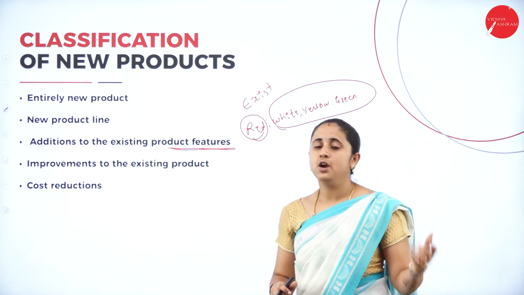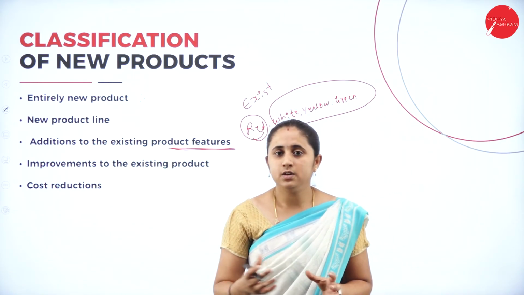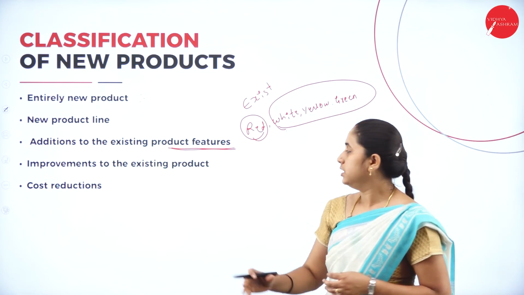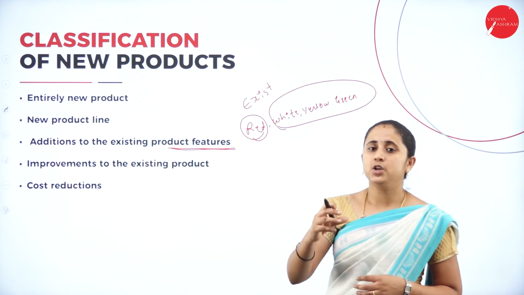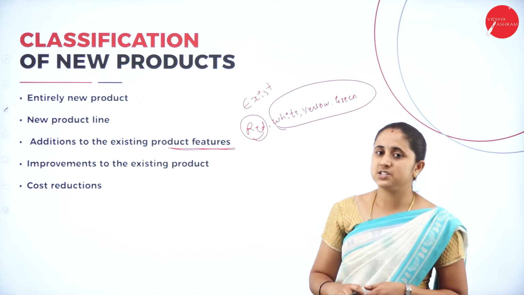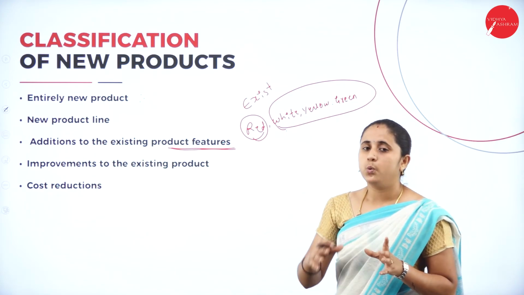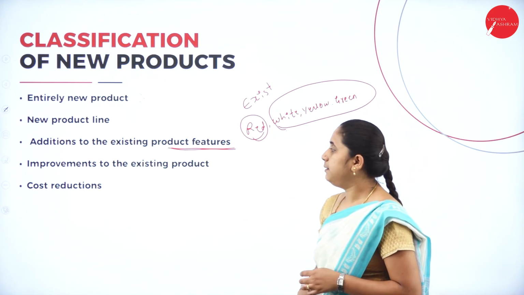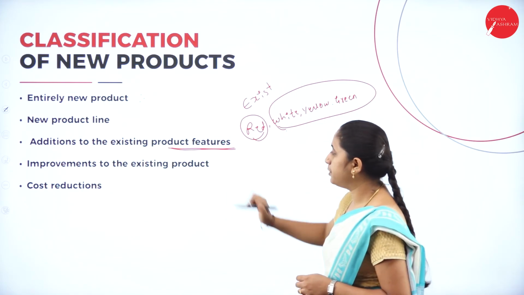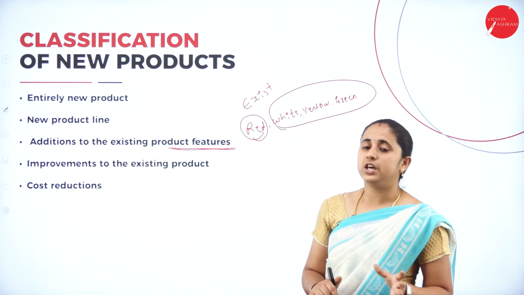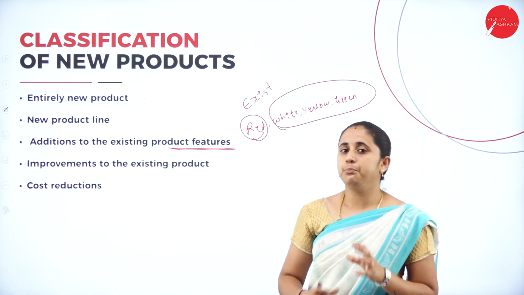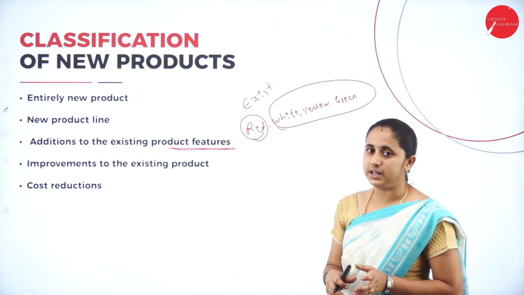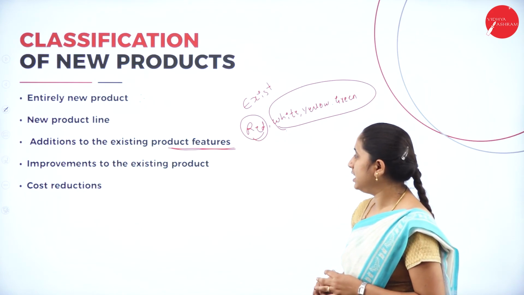For example, initially for Xerox and scanning, we have two separate machines, but they improved the existing product and came with a new product, HP laser jet printing. Now in a single machine we can take printouts, that means Xerox as well as scanning. So it is the improvement to the existing product. The example for improvement to the existing product is the Xerox machine and scanning machine. They improve the existing product and come with a new product, HP laser jet printing. So this is the example for improvement to the existing product.